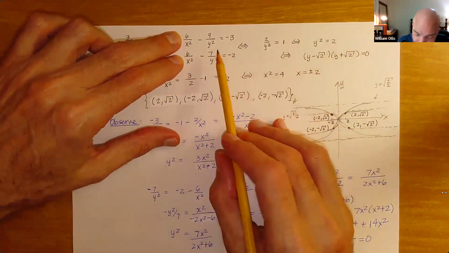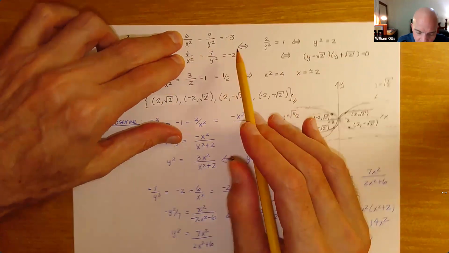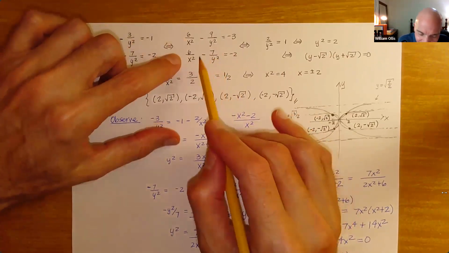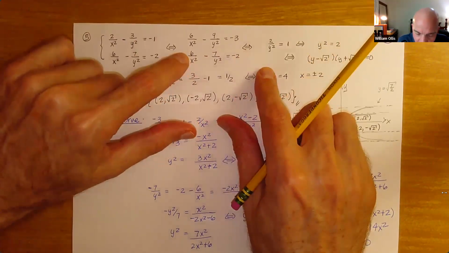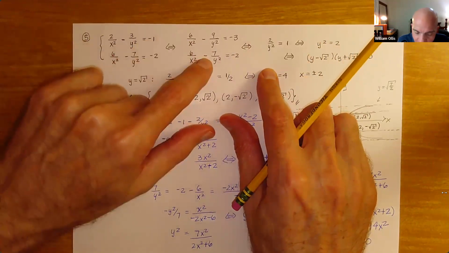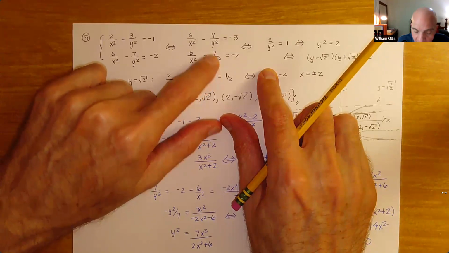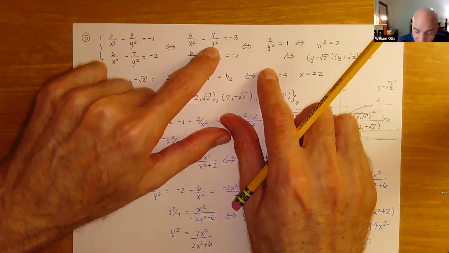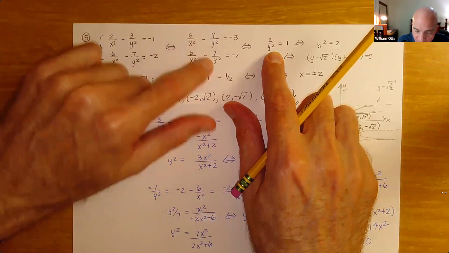And what I did was try to do this in a way that gives us nice numbers. So think of just taking this equation and subtracting this one. So 6 over x squared minus 6 over x squared is 0. But now we have a negative 7 over y squared. And if we subtract the negative, we get 2 copies. So I just wanted to avoid a bunch of negatives here.